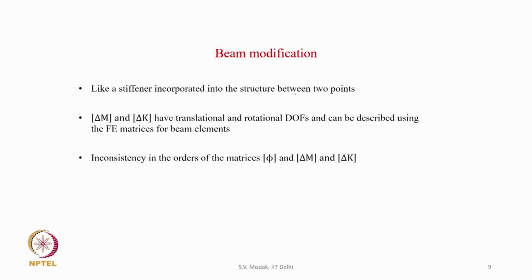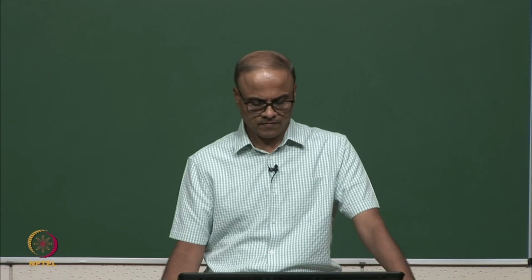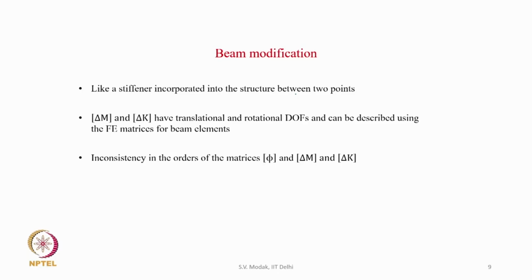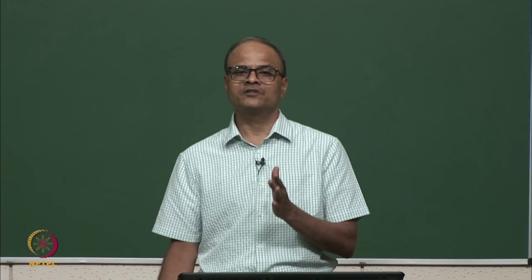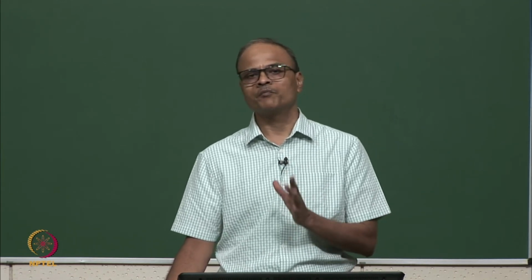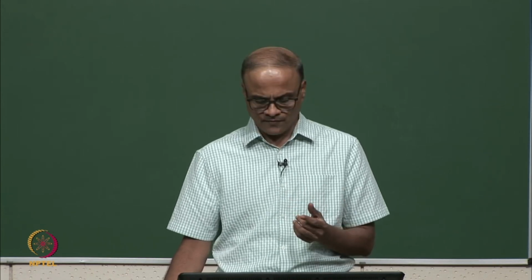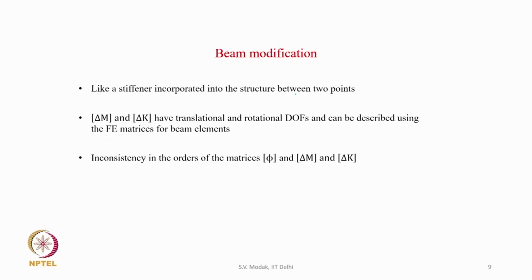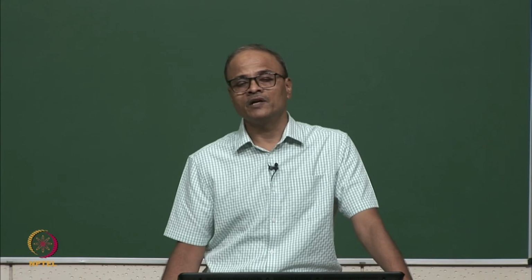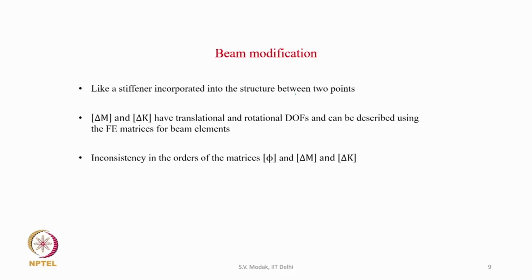But the difficulty is that there would be inconsistency in the orders of the matrices phi and delta m and delta k, because in the modal test generally the measurements are taken only at the translational degrees of freedom, and therefore the mode shapes generally have elements only corresponding to the translational degrees of freedom. The rotational degrees of freedom are not present in the mode shapes identified through experiment or modal test. So, the matrix phi will not have the rotational degrees of freedom, but they are present in the delta m and delta k matrices. So, there is an inconsistency.